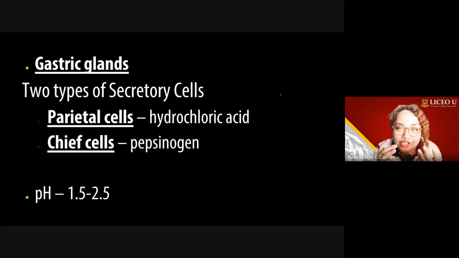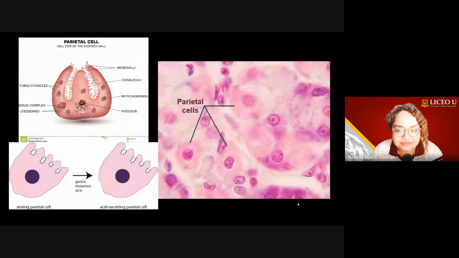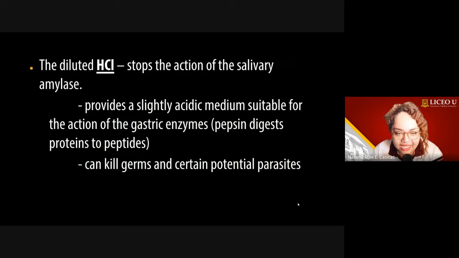So your stomach has a pH of around 1.5 to 2.5. That is very acidic. The lower the pH, the more acidic it is. Remember that concept in general chemistry. The lower the pH, the more acidic it is. The higher the pH, the more basic it is. Base and acid. All right. Okay.